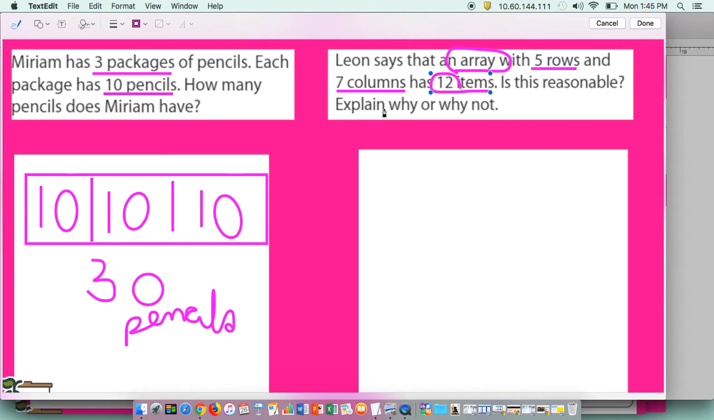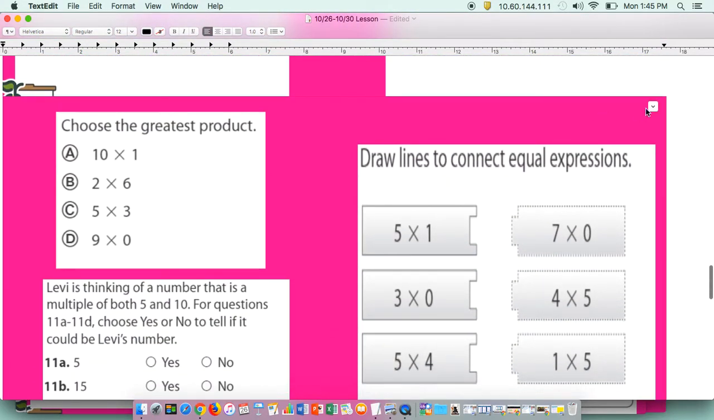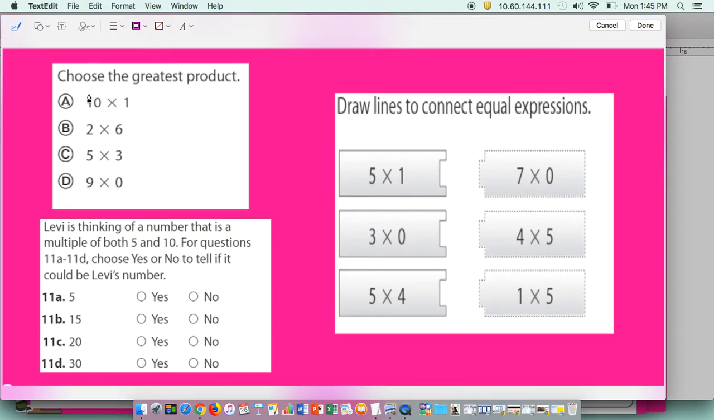So 5 rows, 7 columns. Remember, rows go side to side, columns go up and down. You can pause this video while you work on this one. Alright, now that you pressed play on the video, let's do this one.